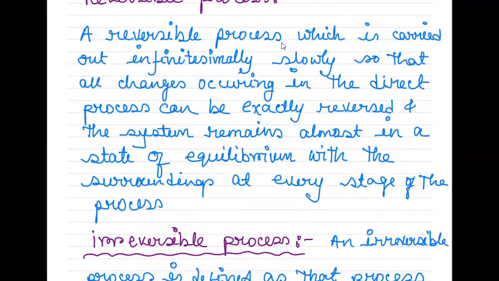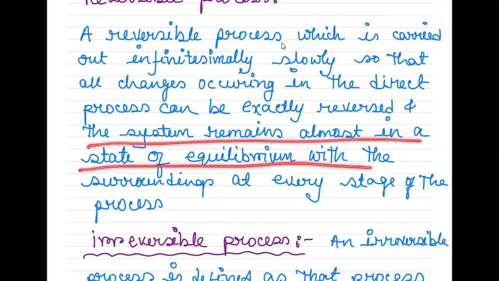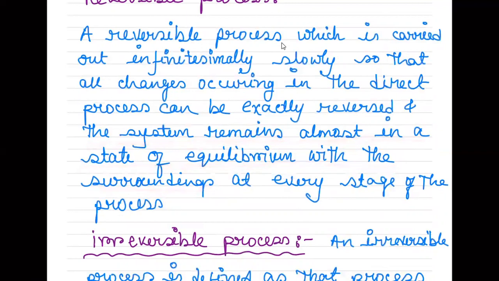So it is said that the system remains almost in a state of equilibrium with the surroundings. That means between system and surroundings there will be an equilibrium. The system changes the surroundings, the surroundings change the system, and the procedure is very slow. That's why this equilibrium can be maintained at every stage of the process. So this is the reversible process. Generally we can say the process which we can reverse is known as a reversible process.